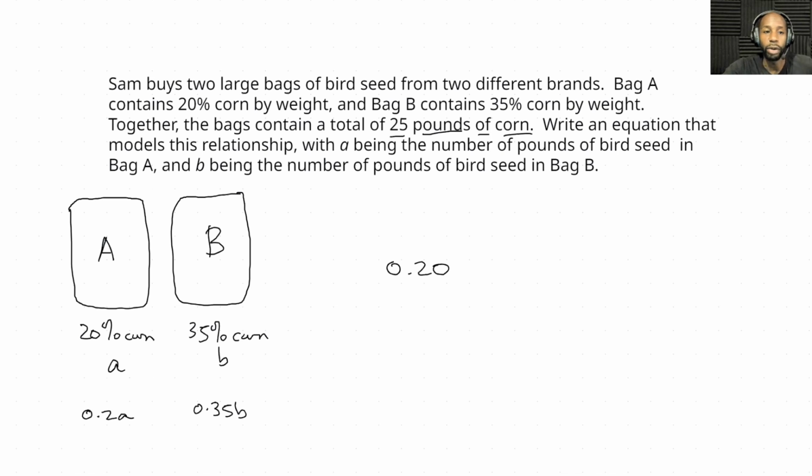Uh-oh, I wrote a 0 there. It's not wrong, but I just want to be consistent. Sorry about that. All right, so 0.2A plus 0.35B equals 25.